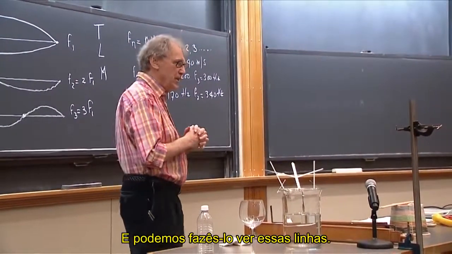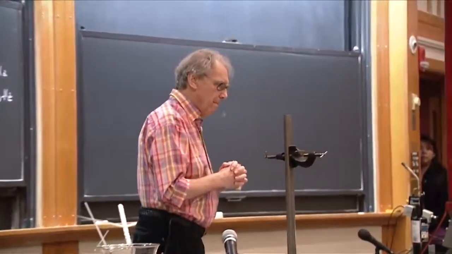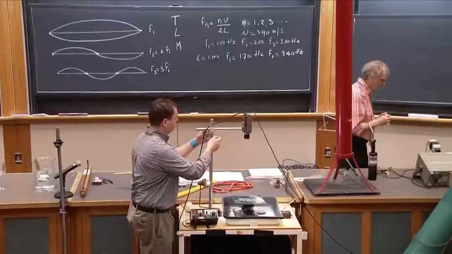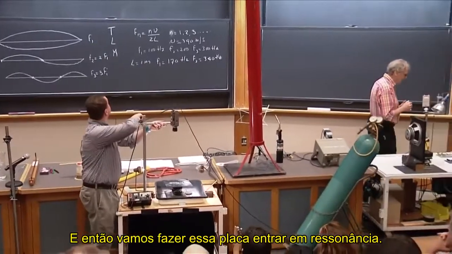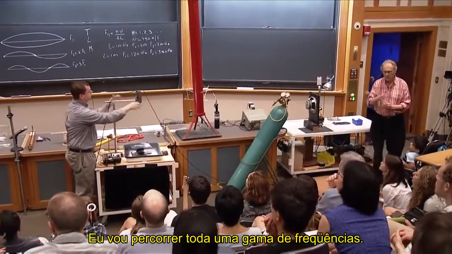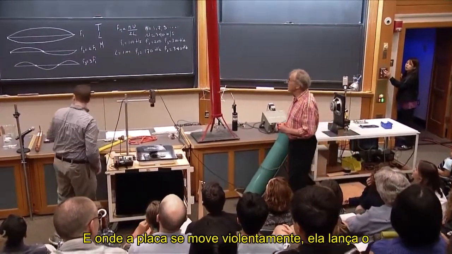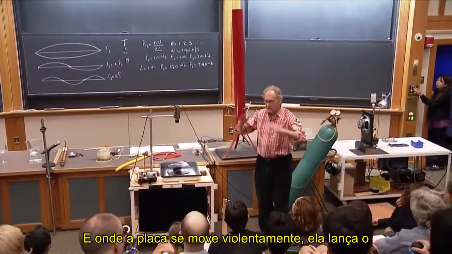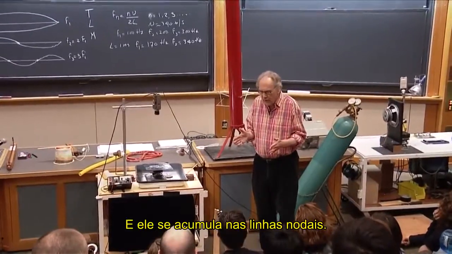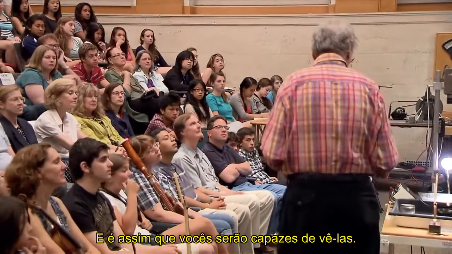And we can make you see those lines. We're going to put powder on there. And then we will bring that plate into resonance. We will search for resonances. I will go over a whole frequency range. And where the plate is moving violently, it throws the powder off and it accumulates at the nodal lines. That's where it remains. And that's how you will be able to see it.